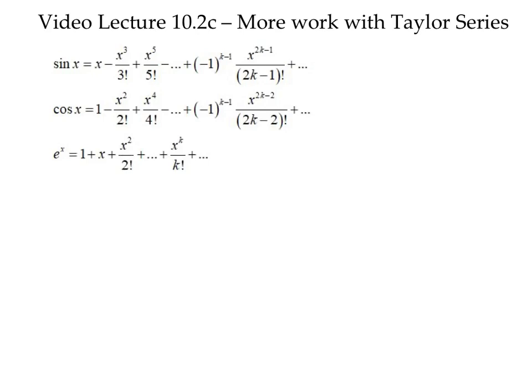A little terminology right now. I can refer to these as either, for instance, in the top one, the Taylor series for sine of x centered at x equals 0, or I can call it the Maclaurin series for sine of x, which means exactly the same thing. Maclaurin series are always centered at 0, whereas Taylor series can be centered anywhere.